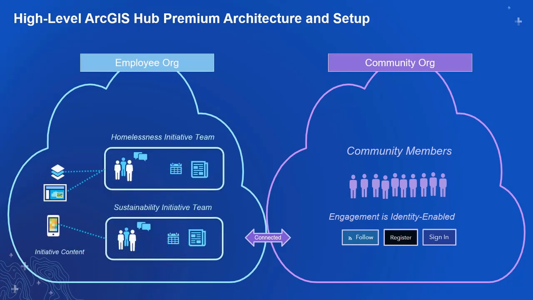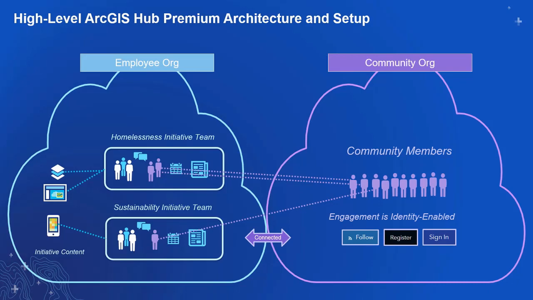So let's talk about teams. I mentioned where you have a project or an initiative that you're working on. You're used to creating a group or a team in ArcGIS Online, but you can start to make your teams in Hub as well. So you might have a homelessness initiative team or a sustainability initiative team, and you share content to that team. Well, with Hub, what's possible now is that you can invite team members or external people to be part of your initiative team.